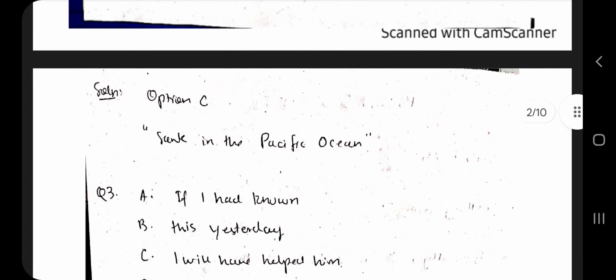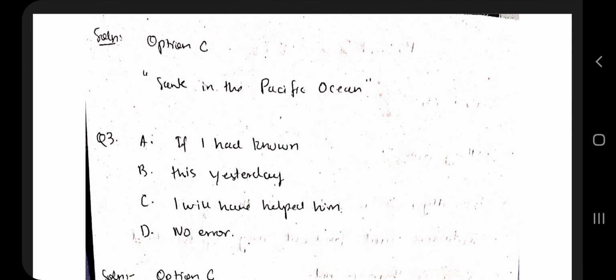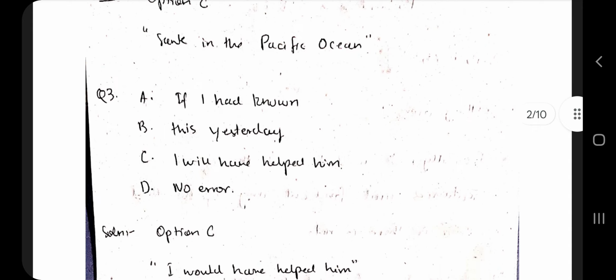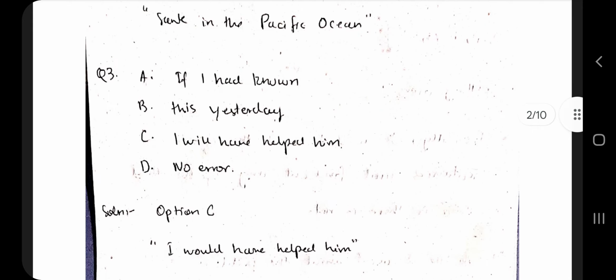The next one is, if I had known this yesterday, I will have helped him. Reading this will give us the idea that this is the wrong one here. I will have helped him, there is a grammatical error. Instead of that, it should be I would have helped him.